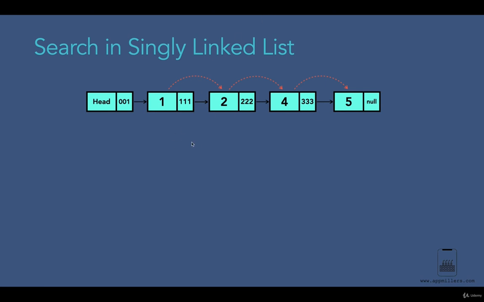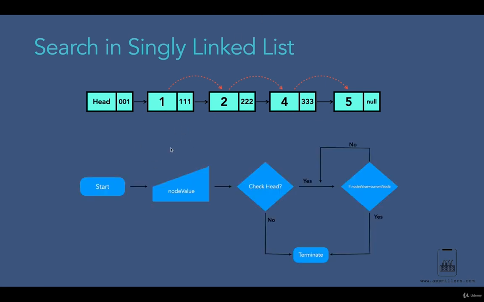So let's see the algorithm of searching a node in a single linked list. The algorithm starts from here. As a parameter it will take the node value. Then the first thing that we are going to do is check the head value. If head equals null, it means that we have not created a single linked list, so we are going to terminate our algorithm. Otherwise we are going to continue looping through all nodes over here.